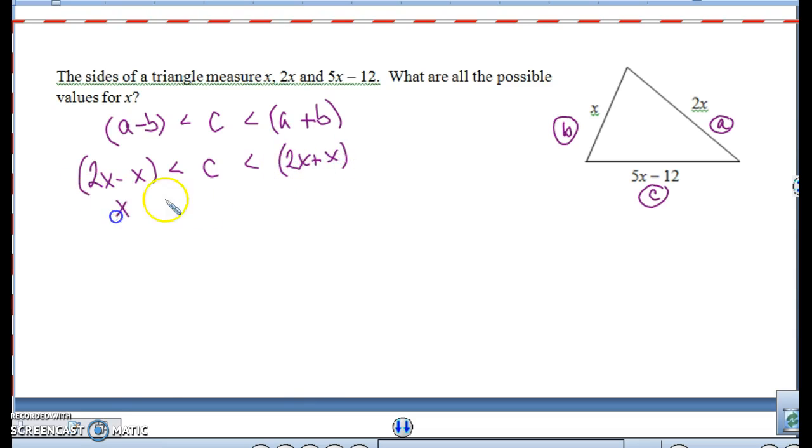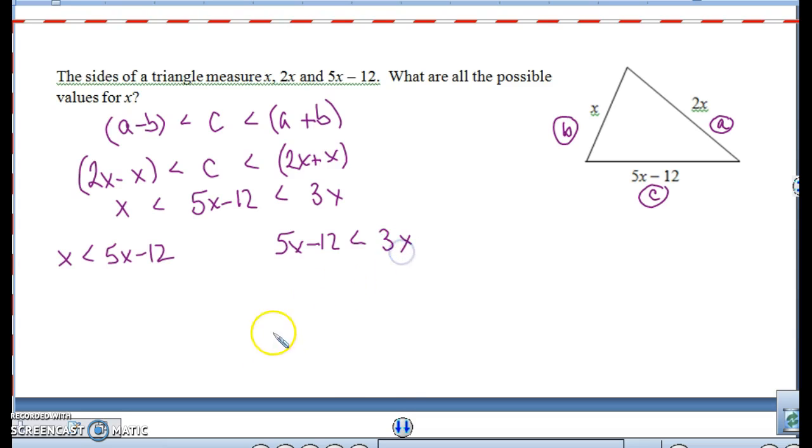So that gives me x is less than, c is 5x minus 12, and 3x. Now remember, this is a compound inequality. There are actually two inequalities here. We have one that looks like this, x is less than 5x minus 12, and we also have 5x minus 12 is less than 3x. So I'm taking this half and then this half and solving each one for x.